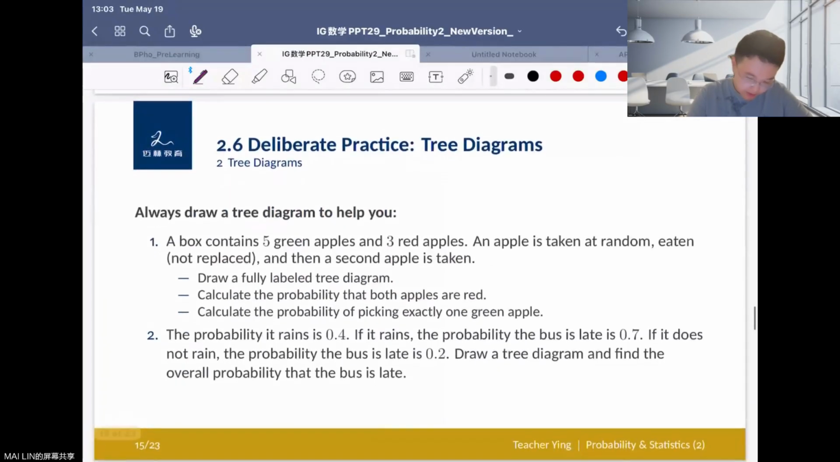And here are some deliberate practice problems for you, so you can try to understand how to calculate the exact value right here, okay? If you want to just try it yourself, you can pause the video and do it yourself. But if you want to follow with me, you can keep on going, okay?